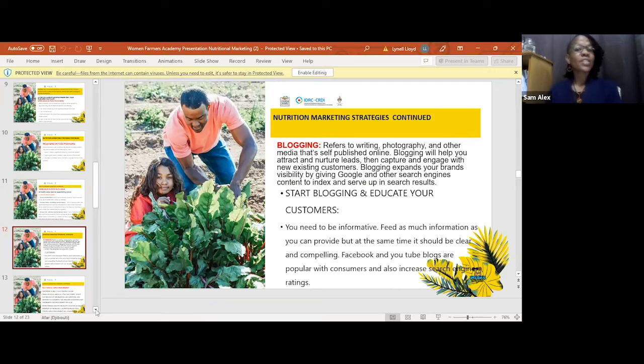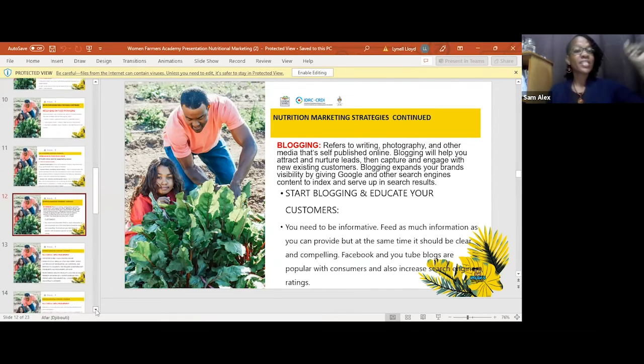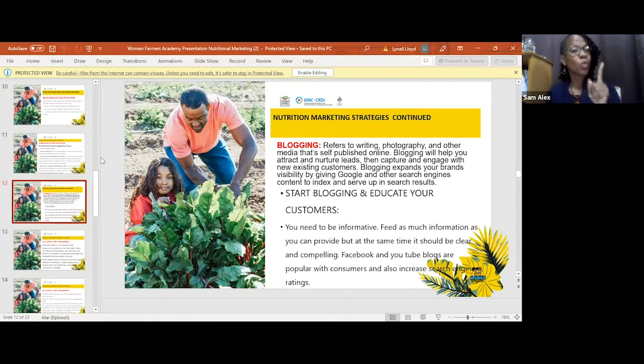Blogging. Blogging is also a nutrition marketing strategy. So recap, we did labeling, which is food messaging, which is number 1. And now we are doing blogging, which is number 2. Blogging refers to writing, photography, and other media that is self-published online. Blogging will help you attract and nurture leads, then capture and engage with new and existing customers. Blogging expands your brand's visibility and gives Google and other search engines content to index and serve up in the results. So when you blog, people can find you and your information easily. So don't be shy, start a blog or start a vlog, which is a video blog.